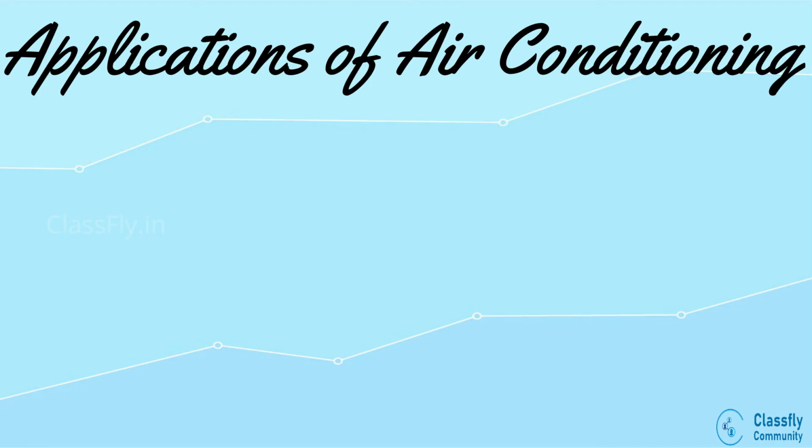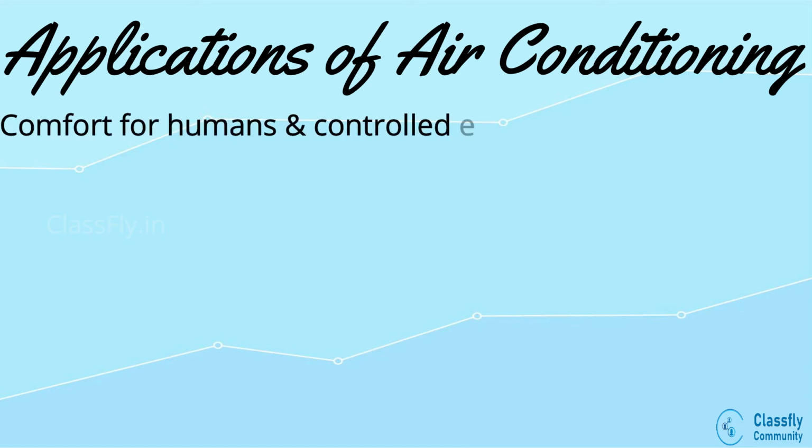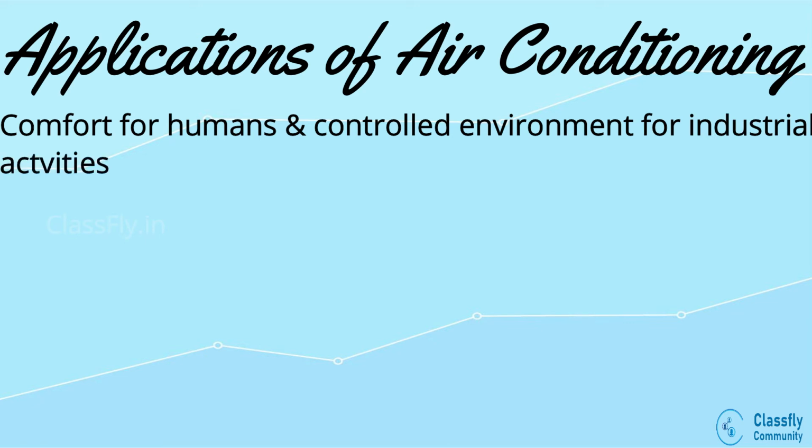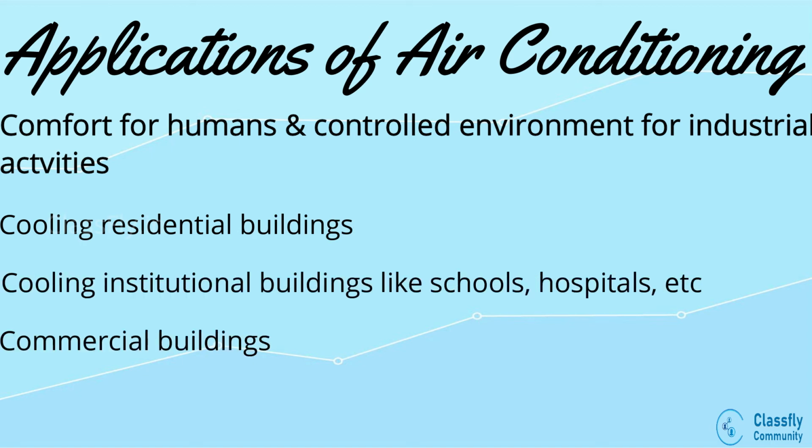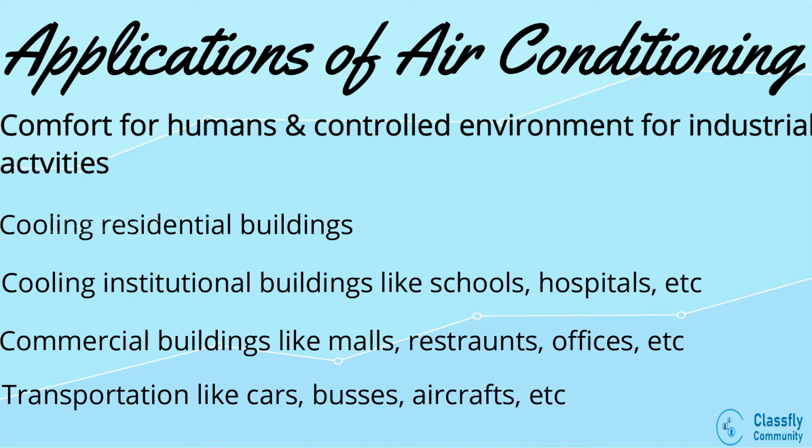Let us see some of the applications of air conditioning. Well, the primary use of air conditioning is to provide comfort for the human beings and also to control the environment for various industrial activities. Hence, air conditioners are used for comfort applications such as in residential buildings, family houses, in industrial buildings and hospitals, in commercial buildings such as malls, shopping centers, restaurants and offices, and also in transportation like cars, buses, aircrafts, etc.